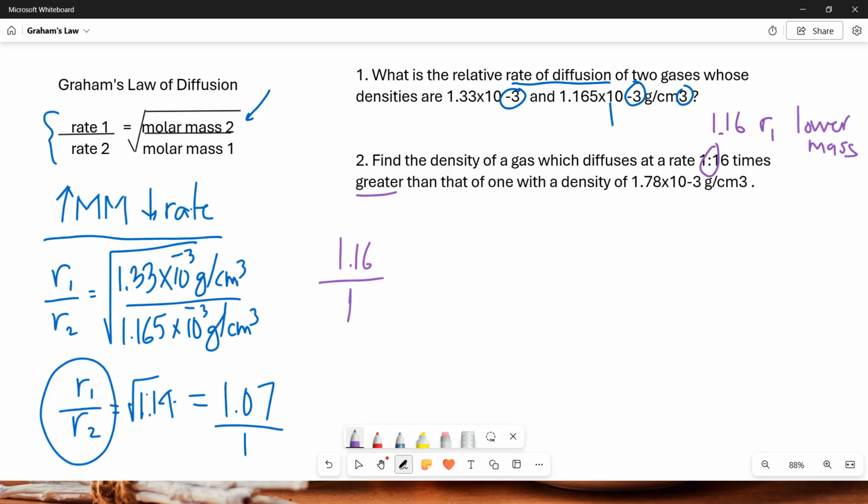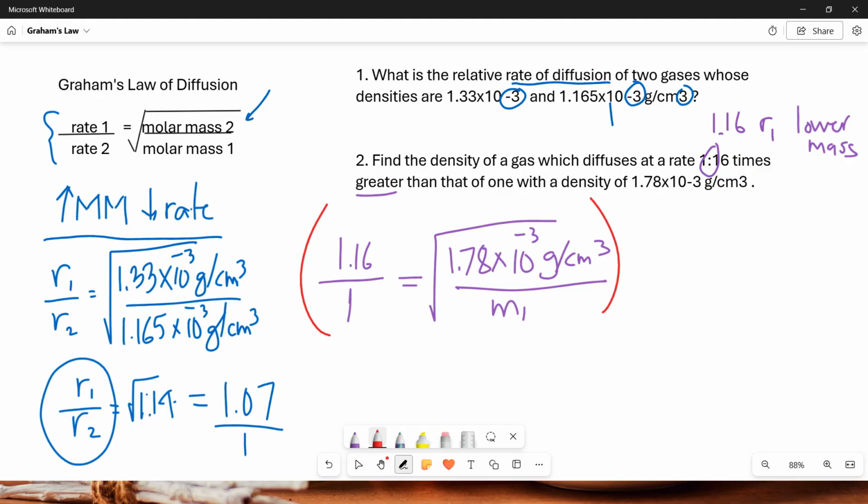So that's gas rate 1 over gas rate 2 is equal to the square root. Now I need the mass of 2, which they give us is 1.78 times 10 to the minus third grams per centimeter cubed. I guess it's density, but we can use it in lieu of mass, over mass 1. Now, to solve for something that's under the square root, we are going to have to square the entire problem. And so when we do that, we are going to get 1.35 over 1, which I'm not going to write the 1 anymore, is equal to 1.78 times 10 to the minus third, over mass 1.